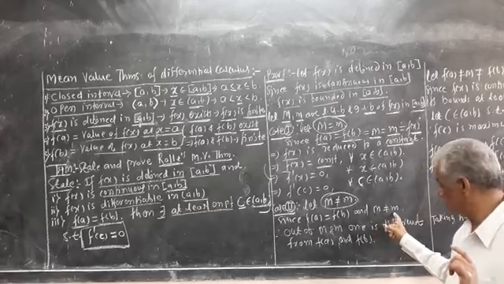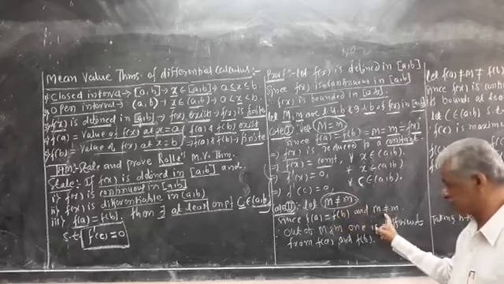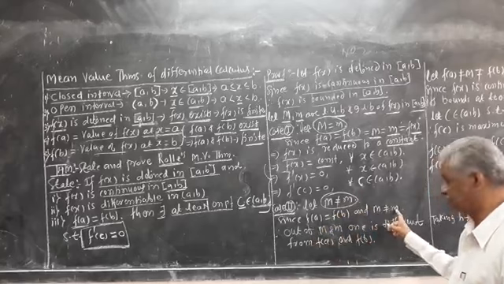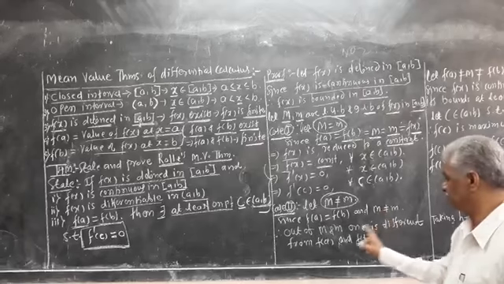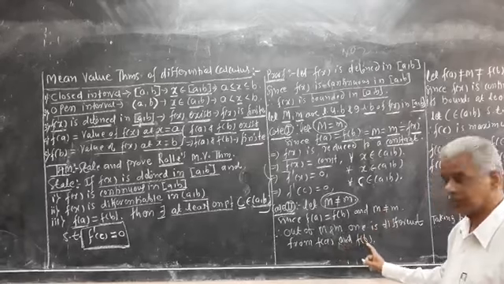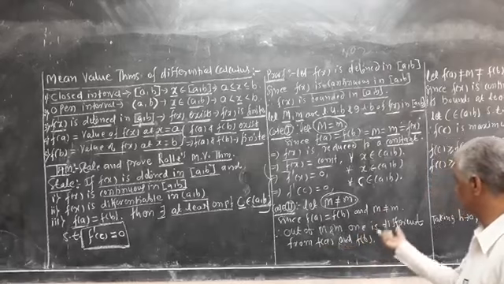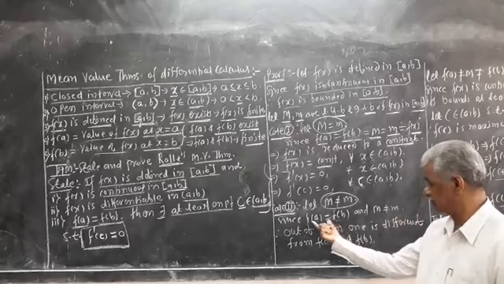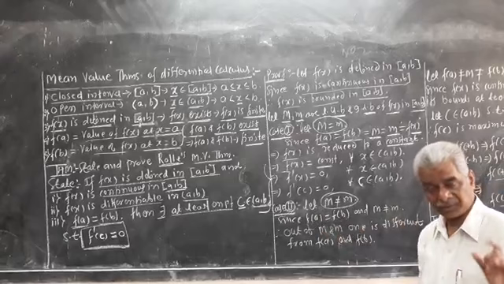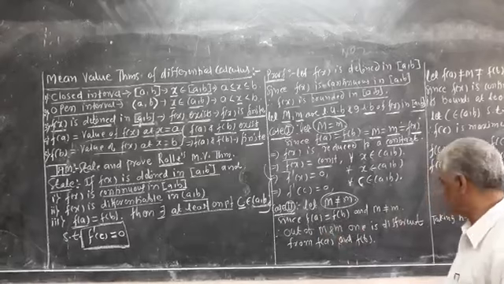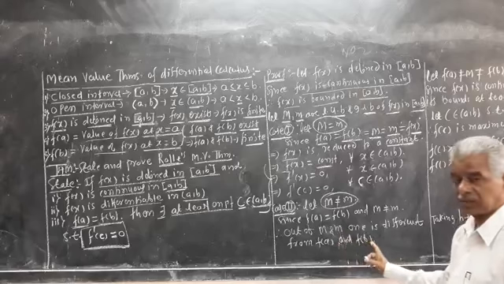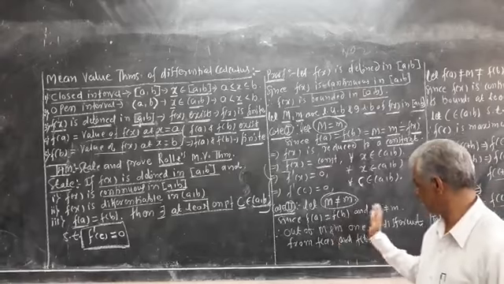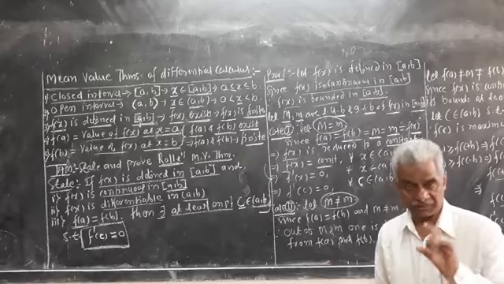Then according to these two results, out of M and m, one is different from f of a and f of b. Means out of capital M and small m, the one value is different than f of a and f of b. That is the meaning when we consider these two results together.